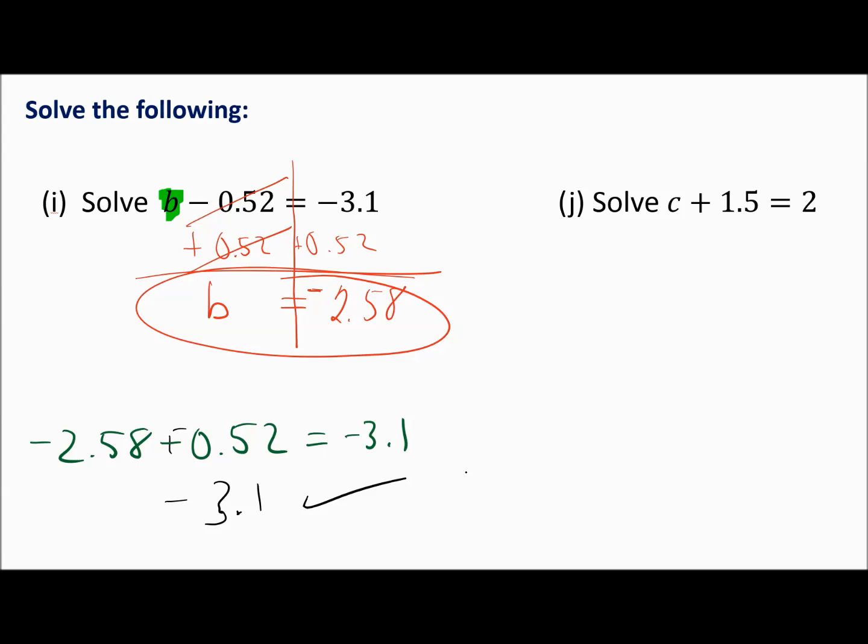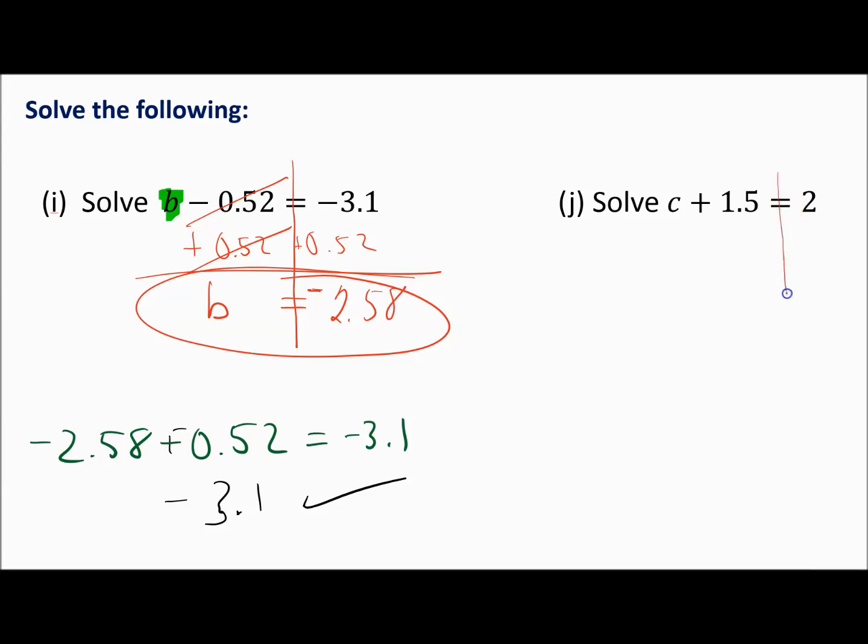Now, if you had to do that work on paper, if you had no calculator, you would just line up the 2.58 and 0.52, line up those decimals, add down, carry when necessary, and you will still get 3.1, and then we know it's negative because you're adding two negative numbers together. Try the second one, J, on your own and see how it goes.